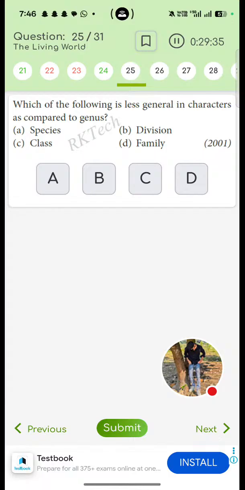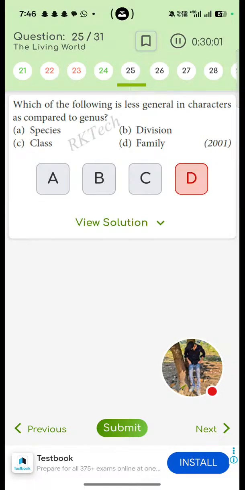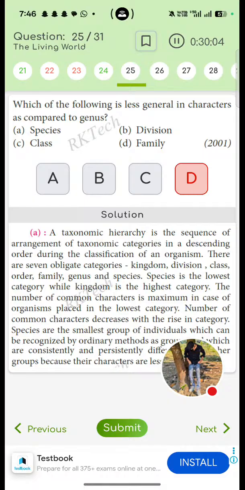Next, which of the following is less general in character as compared to genus? Family? No. A, Species. Species has less general character as compared to genus.